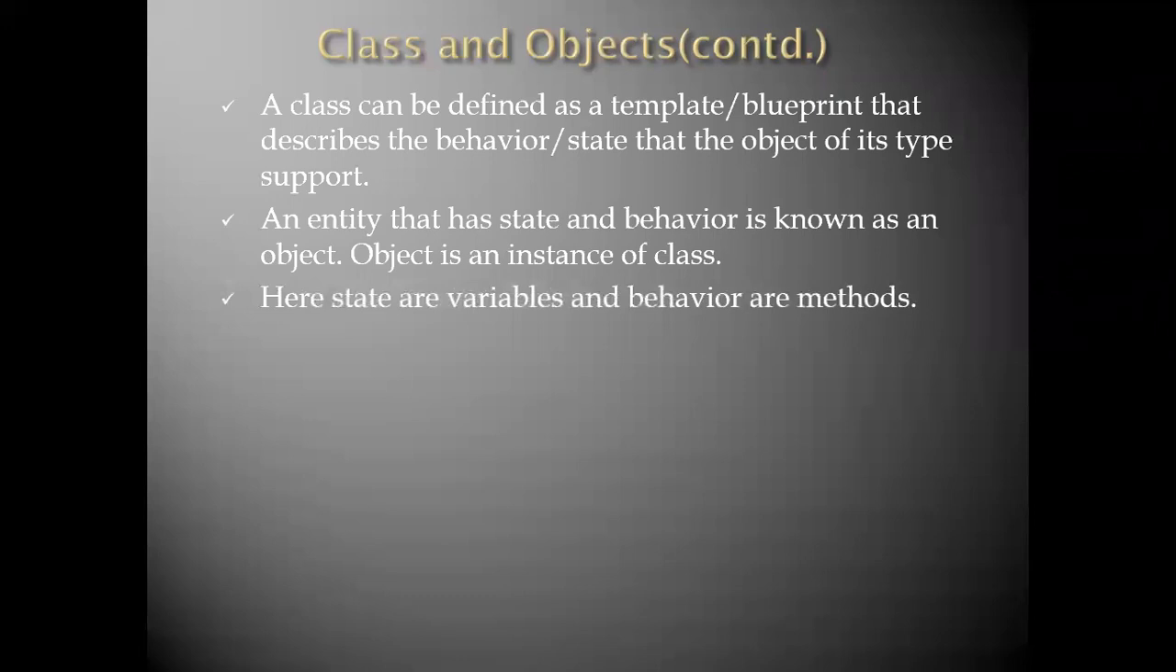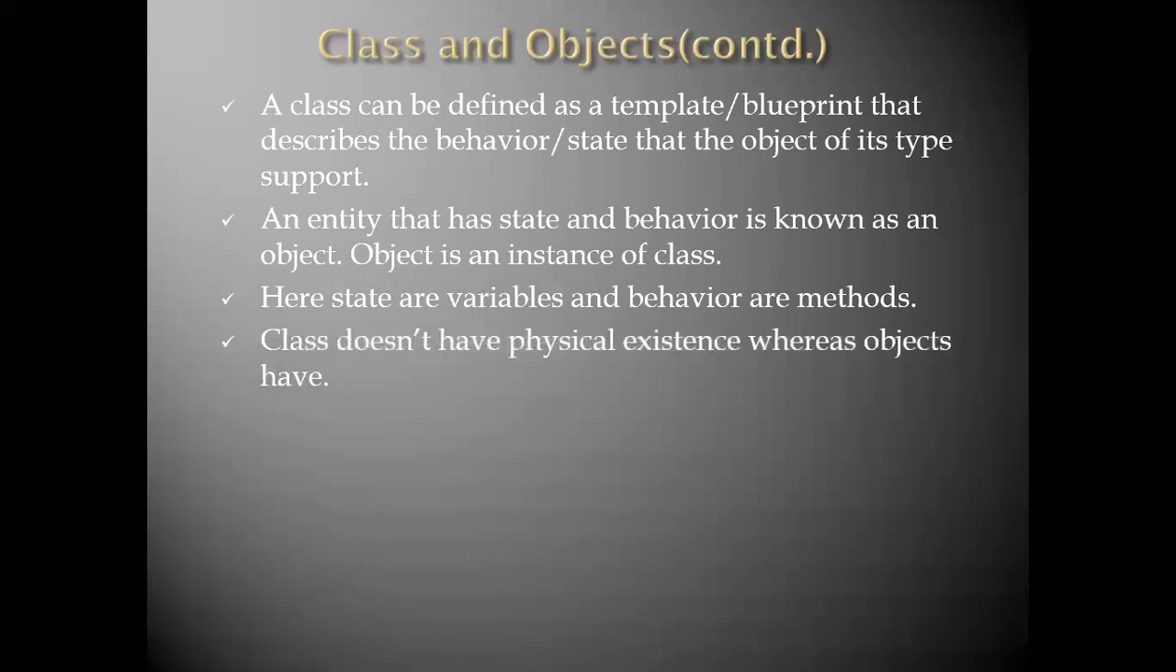Any question up to this point? Please go through it. Any question? Yes, no? About this: an entity that has state and behavior is known as an object. Anything that has state and behavior, an entity can be anything. Here, state means variables and behavior means methods. Right. Okay.